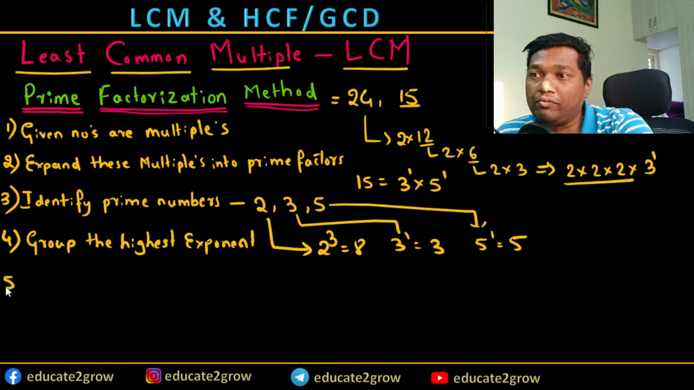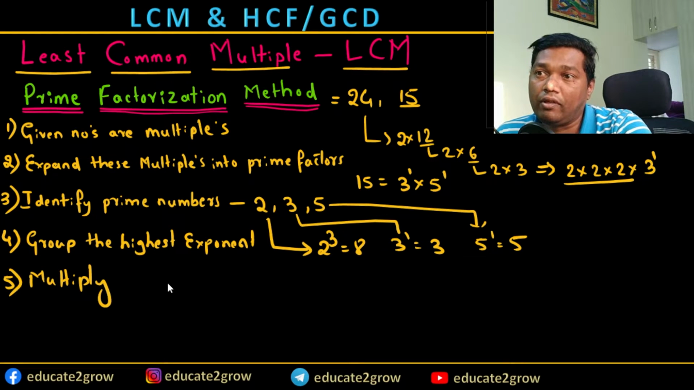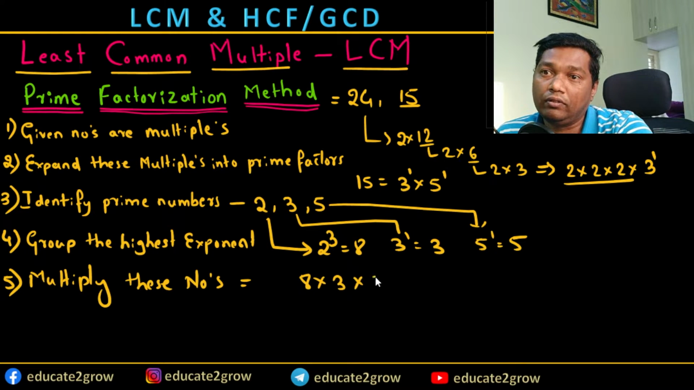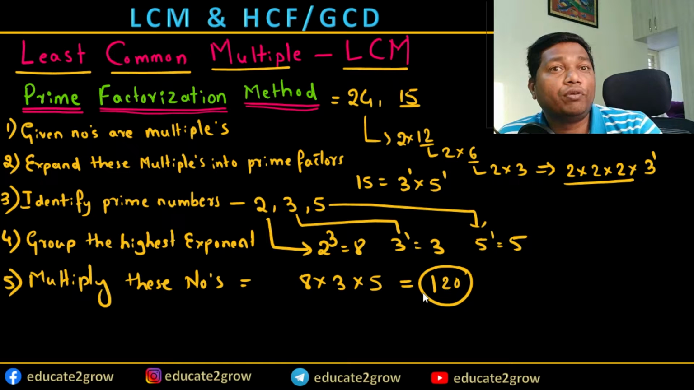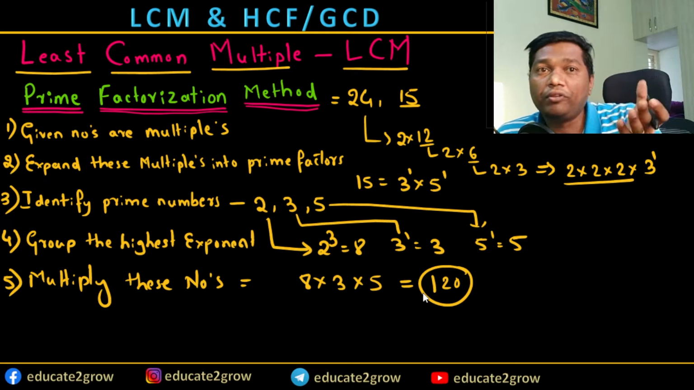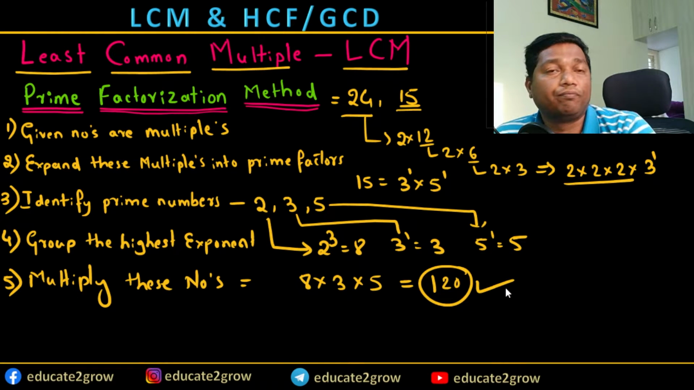Now the fifth point is we need to multiply these numbers. 8 times 3 times 5 equals 120. So this is how we need to find the LCM for the given numbers. If you go with the previous method, try that option too: write the multiples of 24 and the multiples of 15 and find the common one. You will end up with 120. It is time consuming, but this is the easiest method because of the prime factorization.